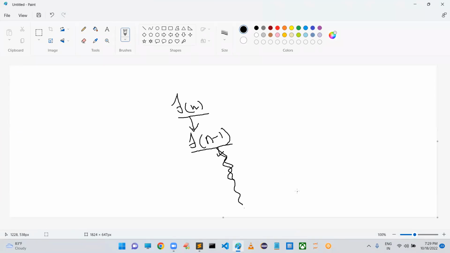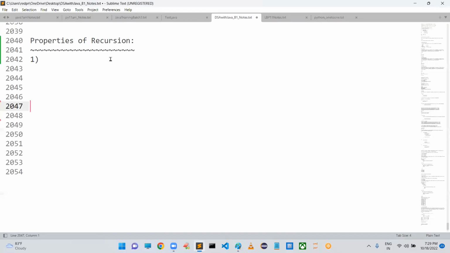We are performing the same activity, but with different inputs. If the first time the input is 5, next time your input will become 4, then 3, then 2, then 1. Maybe you will stop at 1 or you may stop at 0. This is called the base condition. So we perform the same activity but with multiple inputs. If such a requirement is there for your problem, you can choose the recursive method.